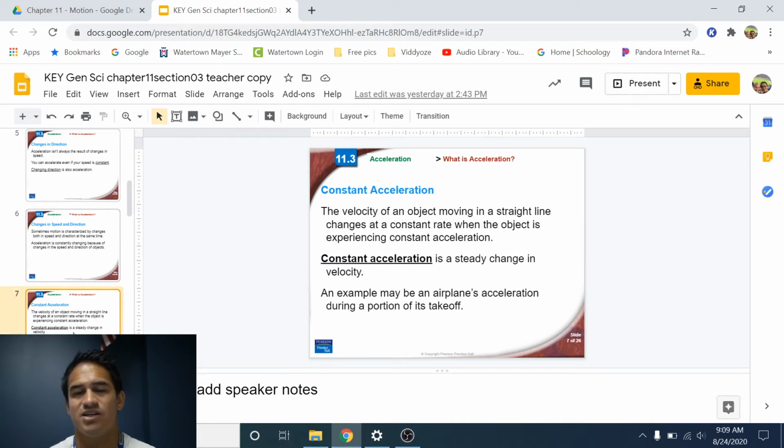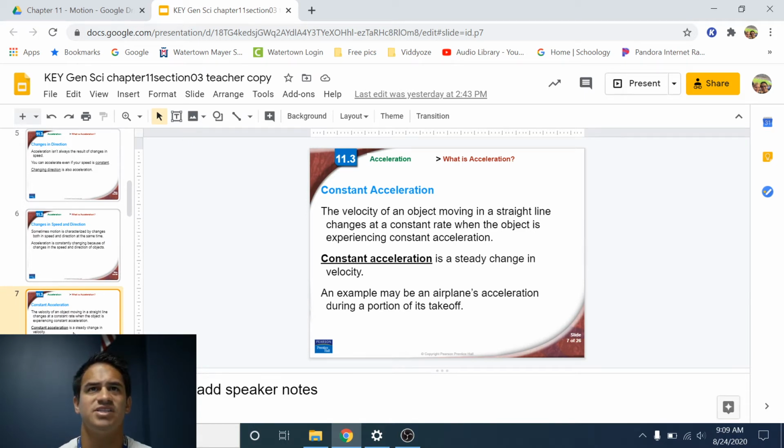Now, we also have constant acceleration. When an object is accelerating or speeding up or slowing down, and it's doing so at a set rate, we consider this to be constant acceleration. So constant acceleration would mean that as an object is speeding up or slowing down, it's speeding up or slowing down by a set amount every second.